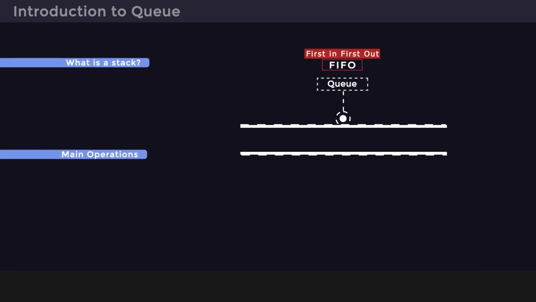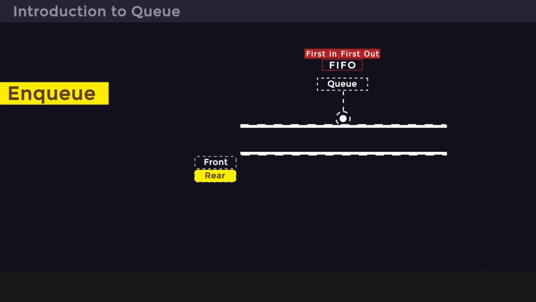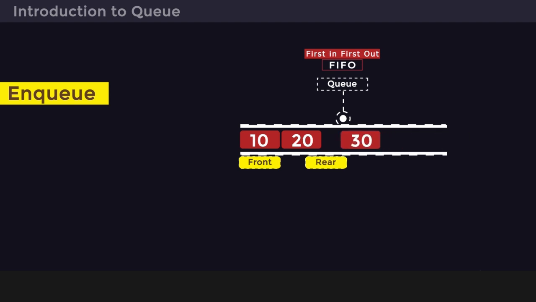So let's have a closer look at our illustration. Initially, we have 2 pointers, rear and front. Rear tracks the newest inserted element, and front tracks the oldest inserted element. The first operation is enqueue, which adds elements to the queue. We are only allowed to add items from the rear and remove items from the front.